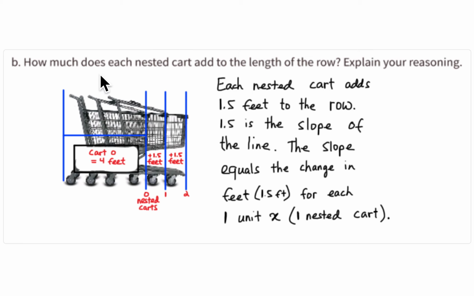All right, and so it says, how much does each nested cart add to the length of the row? Explain your reasoning. So this is, I just restated what I've said earlier. Each nested cart adds 1.5 feet to the row. It's 1.5 feet, and the slope is the slope of the line. The slope equals the change in feet, 1.5 feet for each unit change in nested carts. So 1 unit is 1 nested cart. That equals 1.5 feet. And how you calculated that, I showed you earlier.